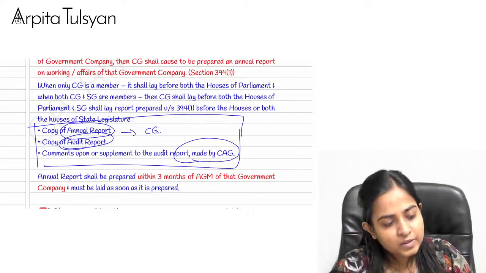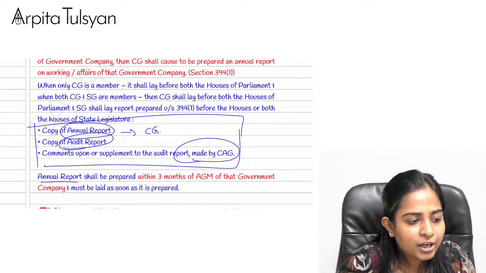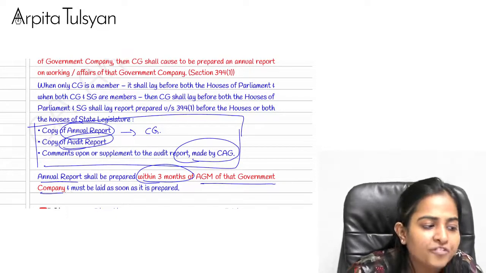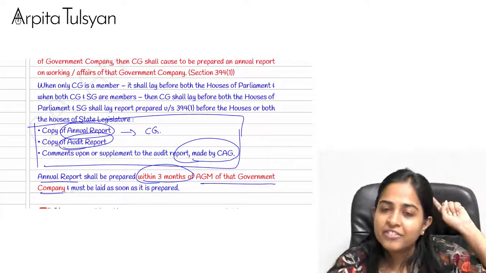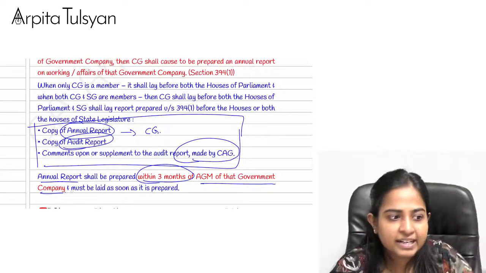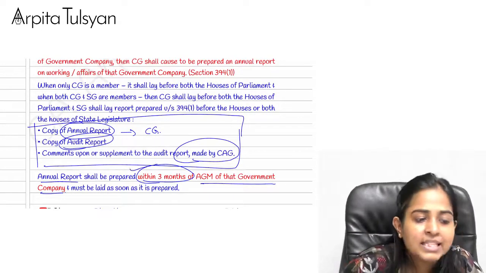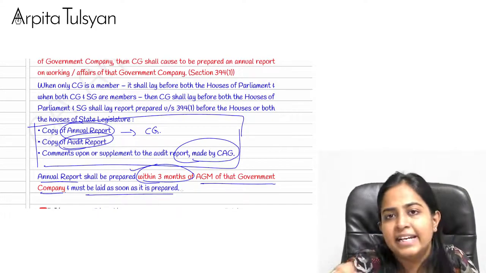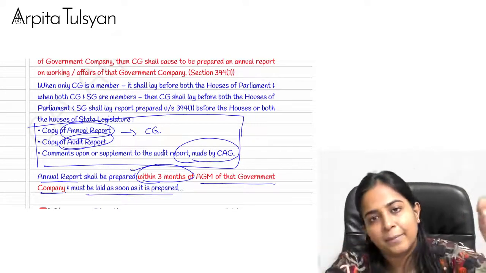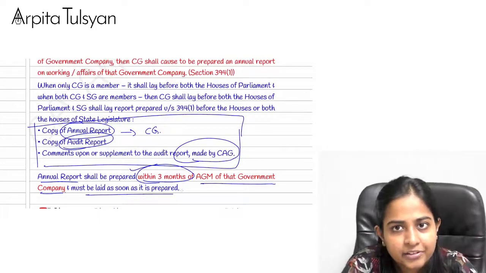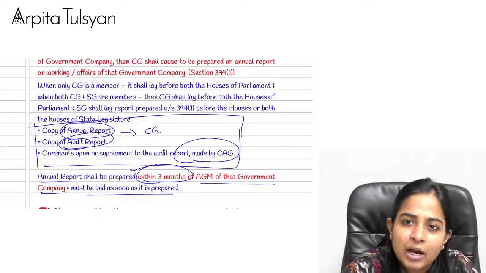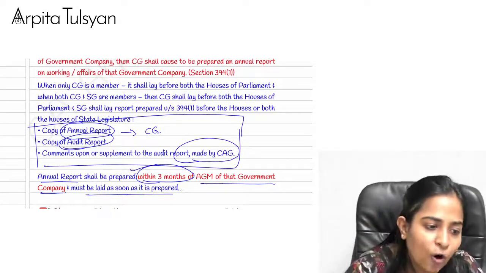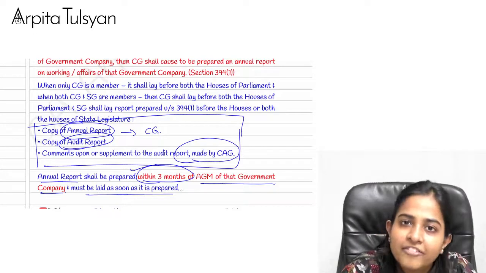Okay, now listen. This annual report will be prepared within 3 months of AGM of that government company. Whenever the AGM of the government company is conducted, from that day within 3 months, this will be prepared, and as soon as it is prepared, it will be laid down. Means before both the houses of parliament and the houses of state legislature, etc. So preparation and laying down, they are treating it as one only, and that has to be done within 3 months of conducting of AGM. Very clear with this?